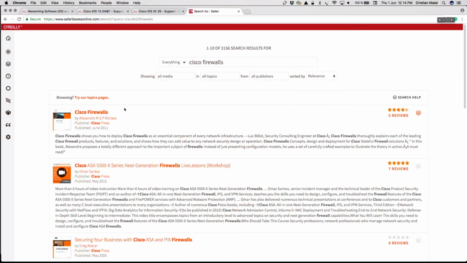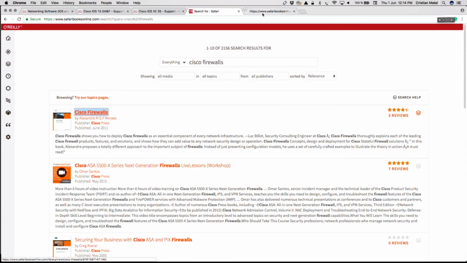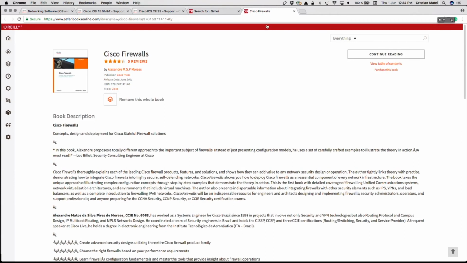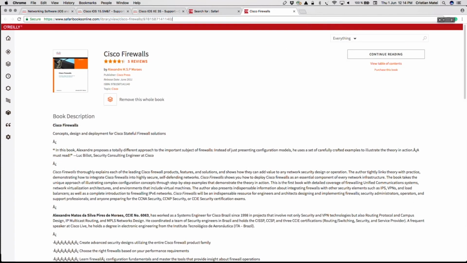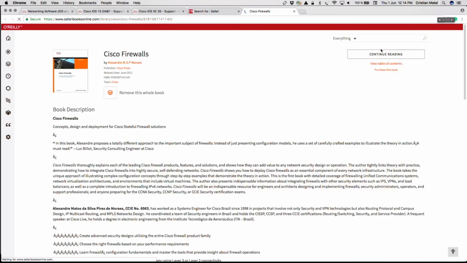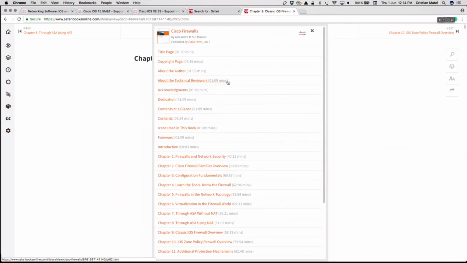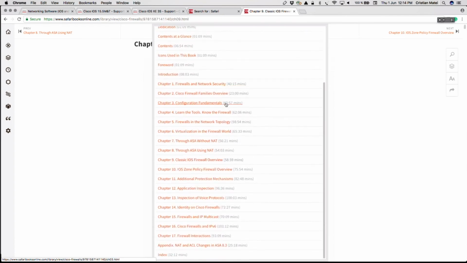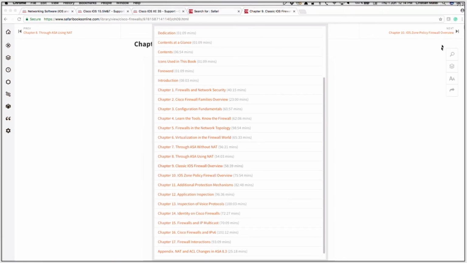It's written by Alexandre M.S. Moraes. He was one of the people within Cisco that engineered the IOS Firewall solutions, both CBAC and zone-based policy firewall. So you'd go to this book in here. Let's continue reading. This book is going to be used primarily for a couple of things. You don't necessarily need to read the whole thing.